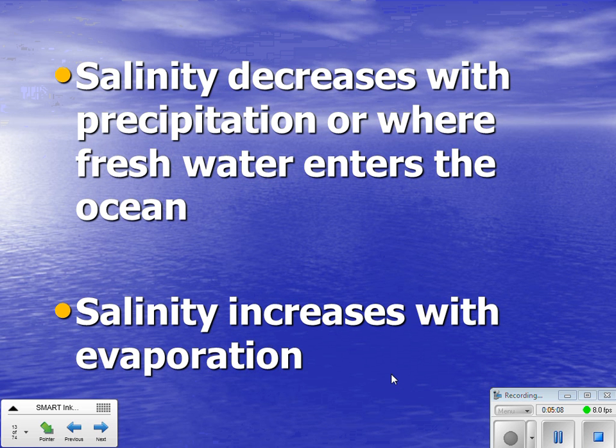Salinity decreases with precipitation because that precipitation is fresh water added into the salt water, so it's going to decrease salinity. And then salinity will increase with evaporation because as you evaporate the water, the salt gets left behind, so that makes the salinity increase. So thinking about hotter regions, the salinity is going to be higher because evaporation is probably going to be higher. And these are also really important concepts for you to understand as well.